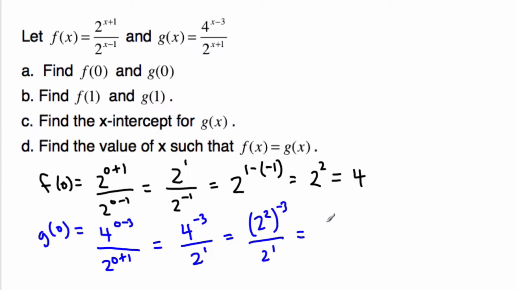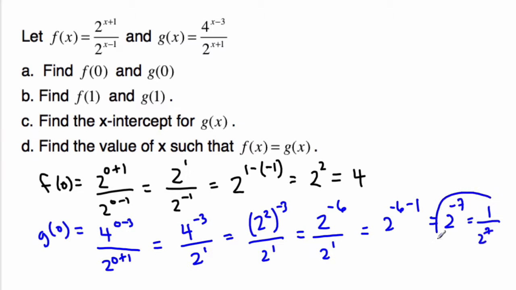Multiply these powers. So we have 2 to the minus 6 over 2 to the 1. Now we can subtract these powers. So we have 2 to the minus 6 minus 1, which is 2 to the minus 7. We can also rewrite this as a positive and write it as 1 over 2 to the 7th, and either of those are okay.